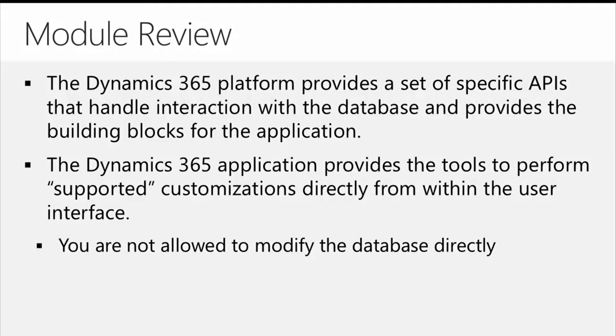And so the application itself does give you kind of that specific set of APIs that allow you to determine how you want to interact with the database and use those as the building blocks to work with the application itself. But in addition to that, there's a lot of different tools and utilities built inside the actual Dynamics 365 application that allow you to create what are called supported customizations. And by supported, that really means that you're doing those specifically within the Dynamics 365 user interface. You're not necessarily going in and modifying the database directly. And that's one of the biggest things to remember: anytime you want to make a change, you do want to do it through the actual application itself.